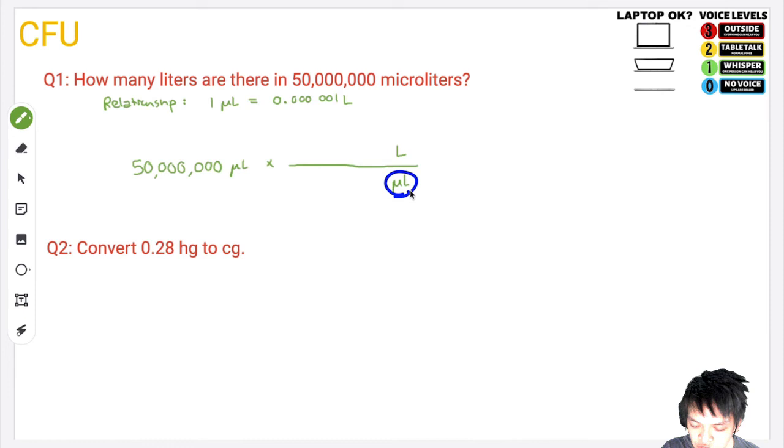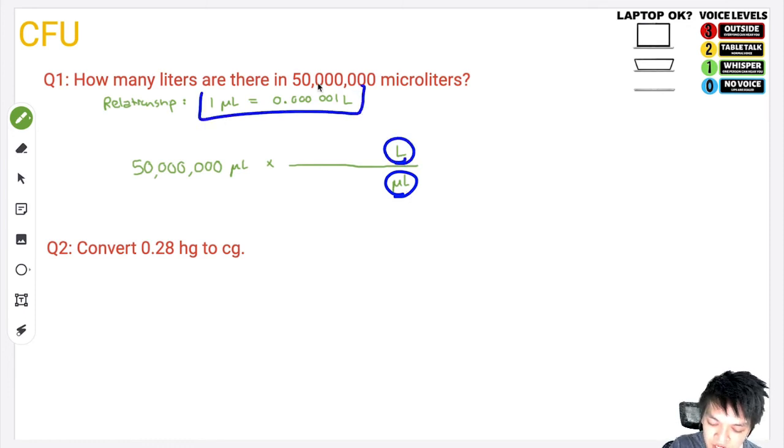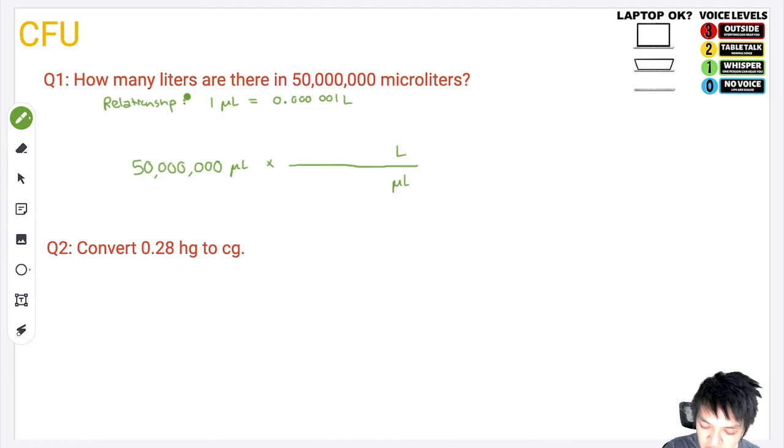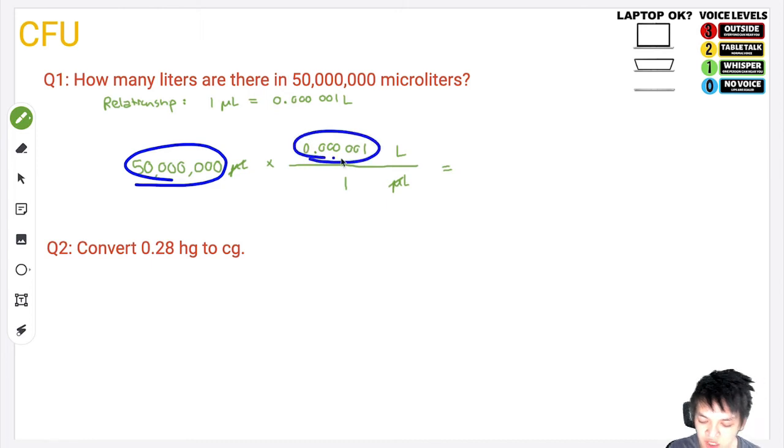Is there a relationship between microliters and liters? Yes, I just wrote it down right here. For every 1 microliter, there is 0.000001 liters. Okay? The unit that cancels out is microliters. Microliters, we're left with liters. What do we do in this problem? We're going to start with 50 million, and then we're going to multiply by this decimal number right here.